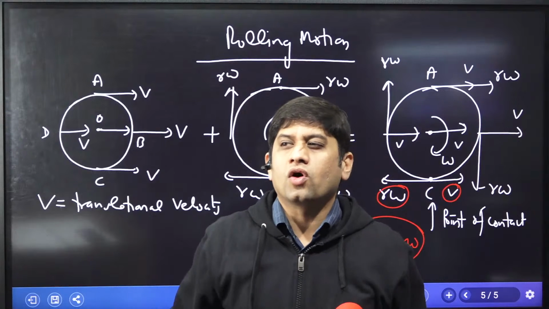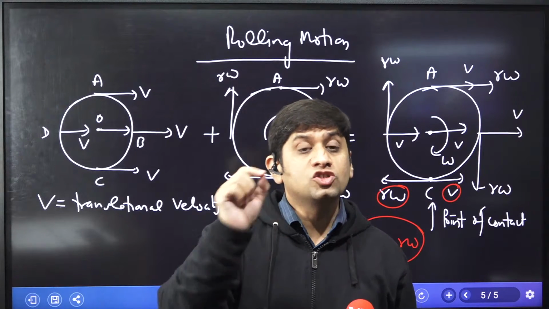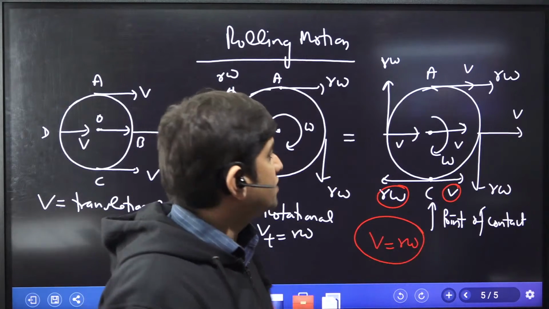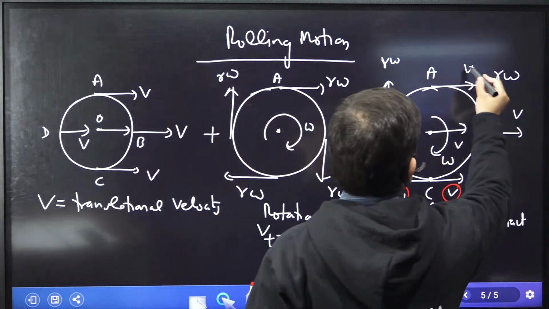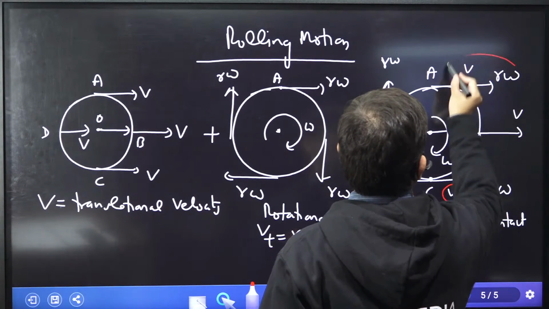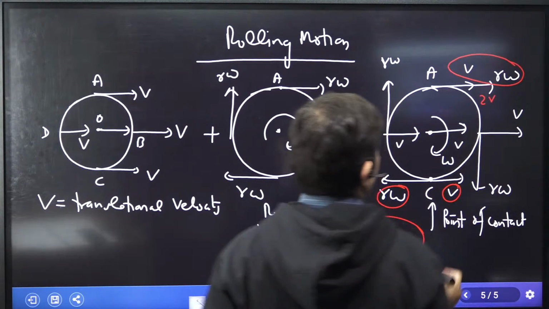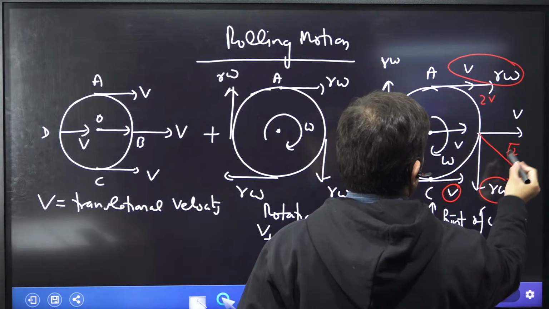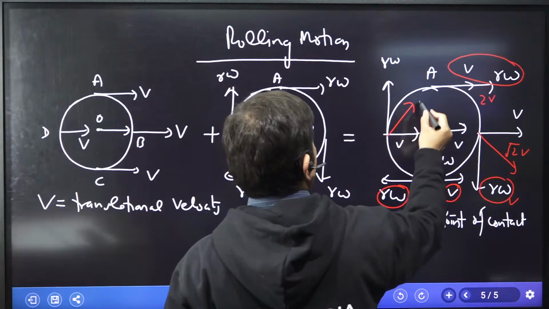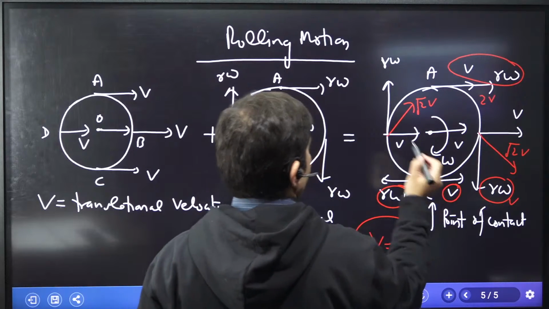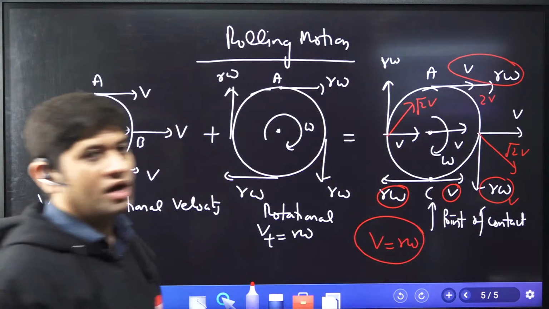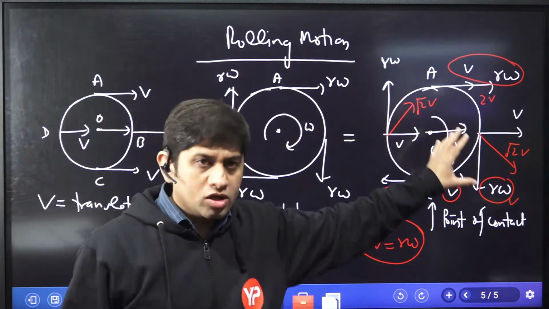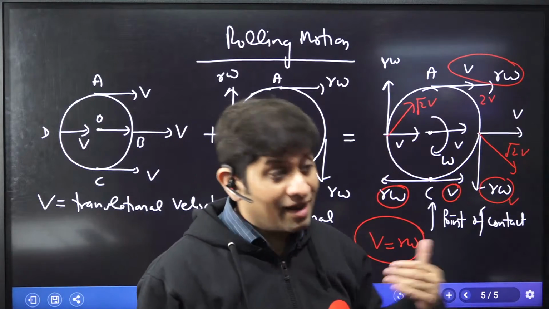Remember one thing, for no skid condition v should be equal to r omega. Now what is the meaning of that? That means sir, ये जो v है और r omega सेम है, तो यहाँ पे velocity total कितनी हो गई? ये तो 2v हो गई. अच्छा यहाँ पे कितनी हो गई? v and this is also v. ये रूट 2v हो गया. और यहाँ पे कितना हो गया? अगेन रूट 2v हो गया. और यहाँ पे कितना हो गया? 0 हो गया. और सेंटर पे कितना हो गया? v हो गया. इस कंसेप्ट से बहुत बार क्वेश्चन पूछा गया है अलग अलग तरीके से.